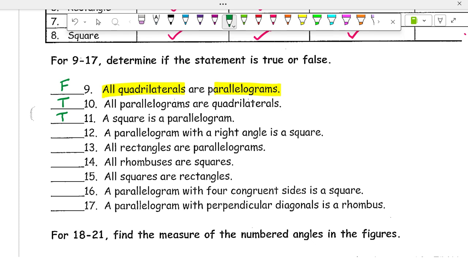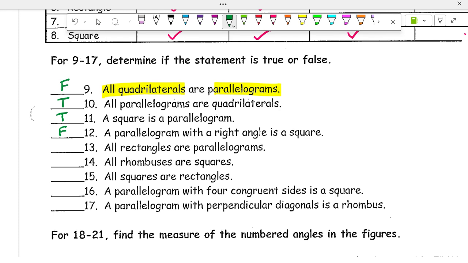12. A parallelogram with a right angle is considered a square. True or false? Think about it. Raise. Definitely not, because what exists? Rectangles. It's false. Because just because it has a right angle does not mean all four sides are congruent.